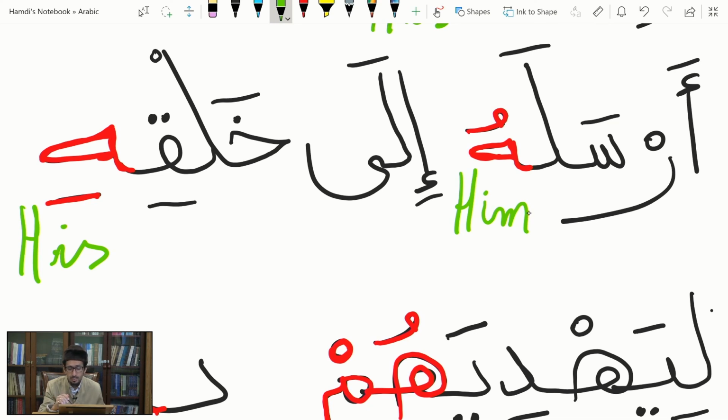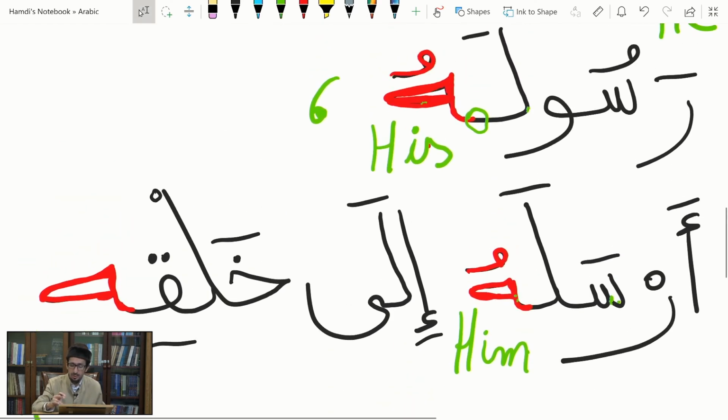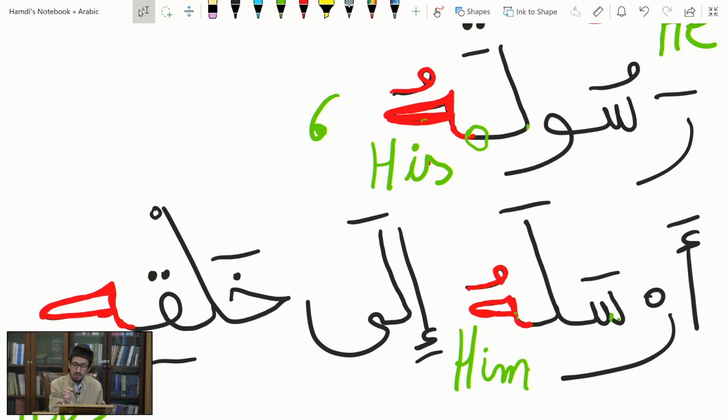So here it's called an objective pronoun. Why? Because it replaces the object of this verb. And as you can see in Arabic, it's an attached pronoun that is attached to what? To the verb. So Rasulahu, Arsalahu. So it's the same. It's who or who. But who here means his. Who here means him. How do I know?